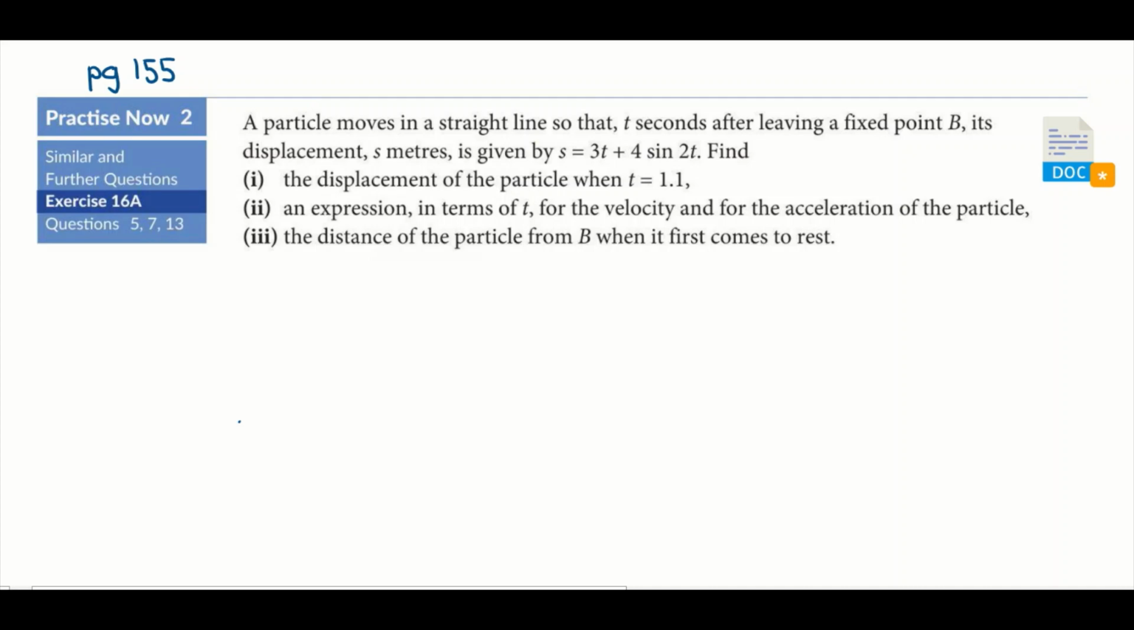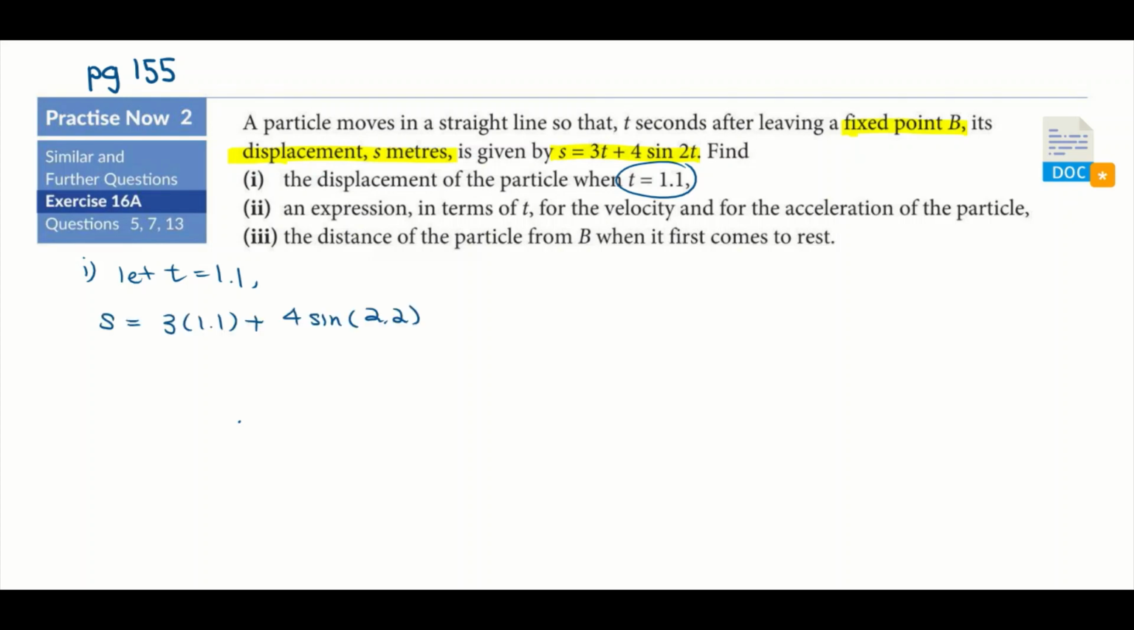Let's take a look at this question of kinematics with trigonometry. A particle moves in a straight line so that t seconds after leaving a fixed point B, its displacement s in meters is given by this expression. I want to find the displacement of the particle when t is 1.1, and how I'm going to do that is very easy. I will let t be 1.1, sub it into s.